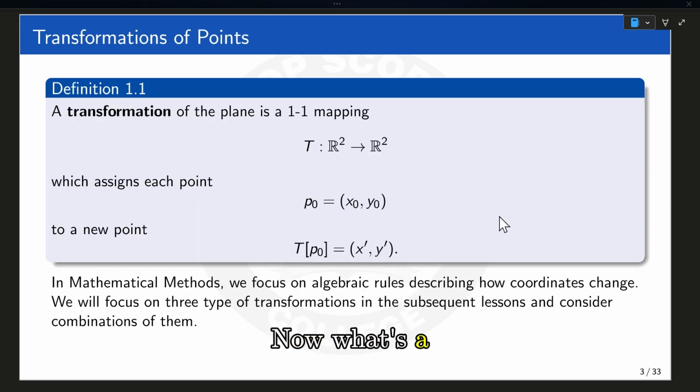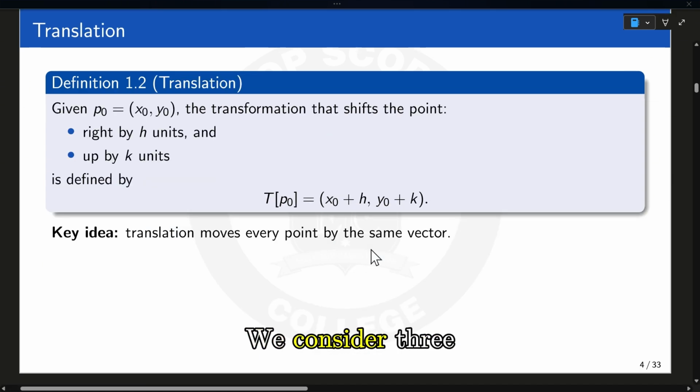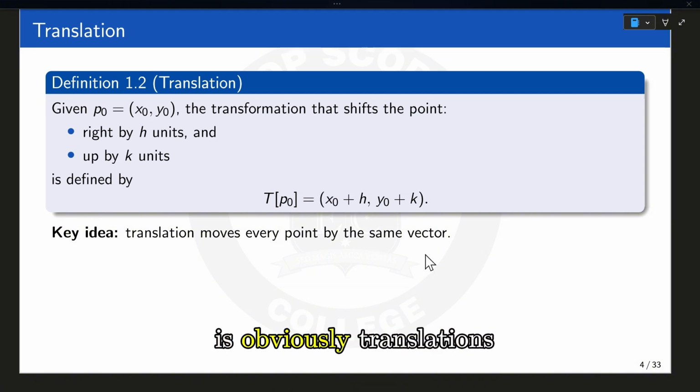Now, what's a transformation? A transformation of the plane is really just a one-to-one mapping, which assigns each point, P0, in a particular set, to a new point, which is the transform point. We consider three types of transformations. The first one is obviously translations.